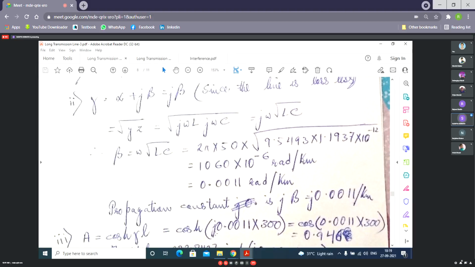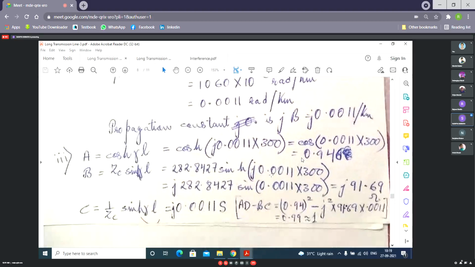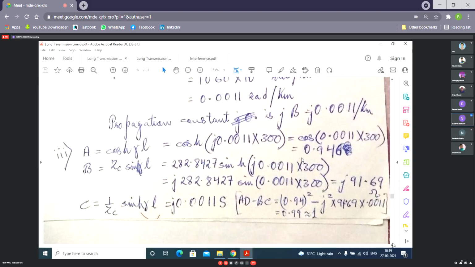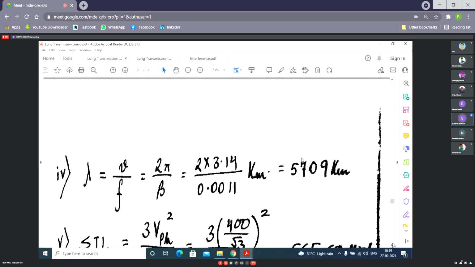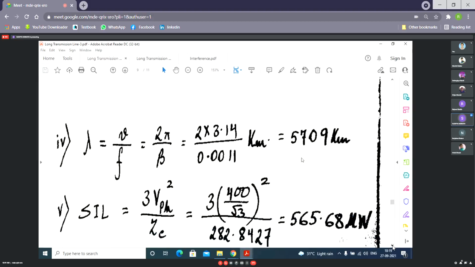And then you find out ABCD constants. In ABCD constants, it is becoming simple because there is only an imaginary term, so this cos hyperbolic is getting transformed into a cosine function. Similarly, sin hyperbolic is getting transformed into a sine function. So find out these values. ZC also you can find out, root over L by C. So all the constants you can find out, and then wavelength is V by F, and then what else? SIL you can find out using this formula also.